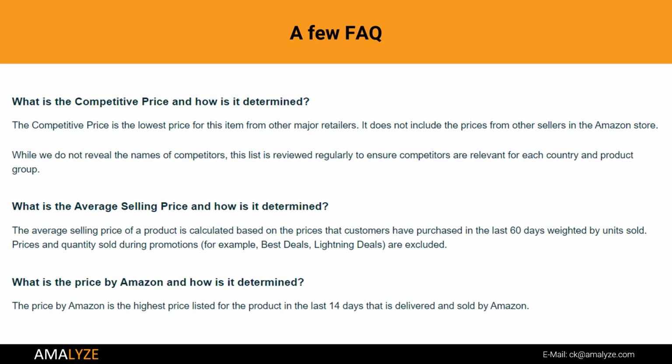The price by Amazon is the highest price listed for the product in the last 14 days that is delivered and sold by Amazon. That is the interesting part here. The highest price listed in the last 14 days. The average selling price is the price of the last 60 days. And normally the price offer is what you set up as a deal and so on. So keep that in mind.